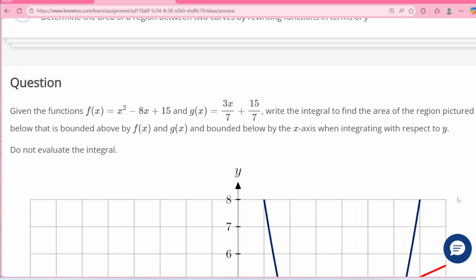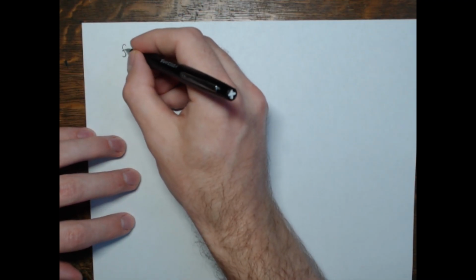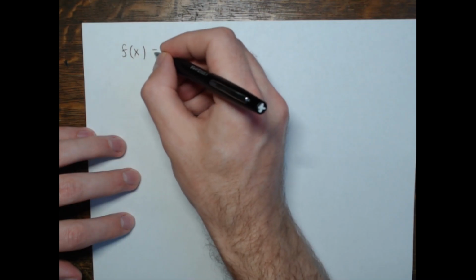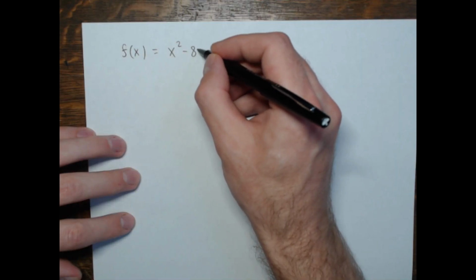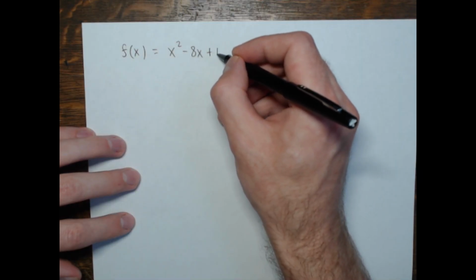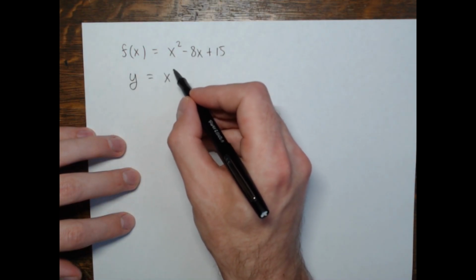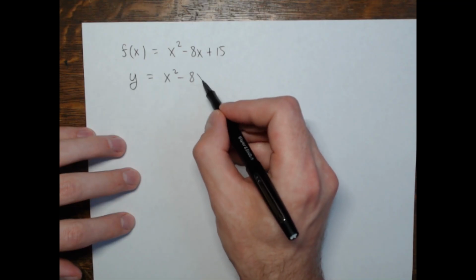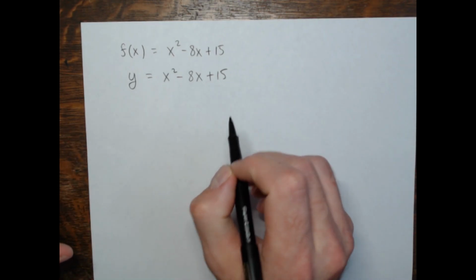Now I'm going to put y equals, because we're trying to get these things in terms of y instead of y in terms of x. So one of these functions was f of x equals x squared minus 8x plus 15. So again, this is the same thing as y equals x squared minus 8x plus 15. Y is a function of x. So I'm going to solve this for x.